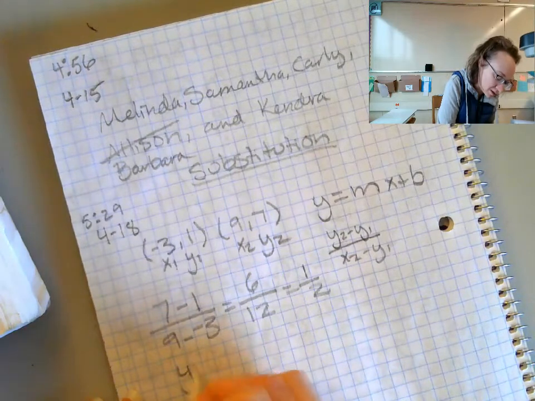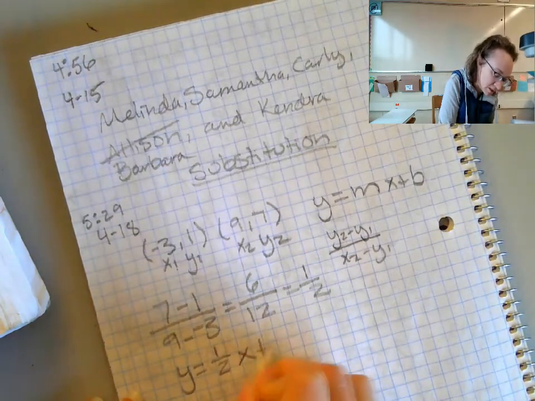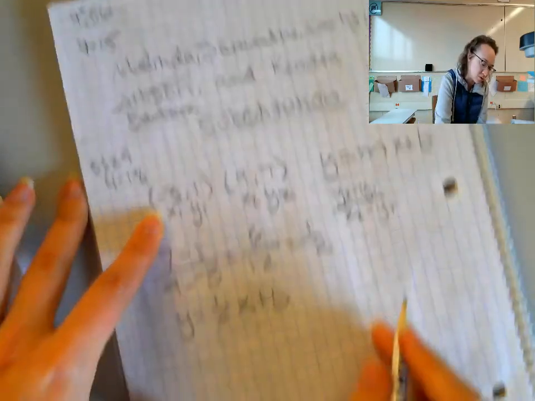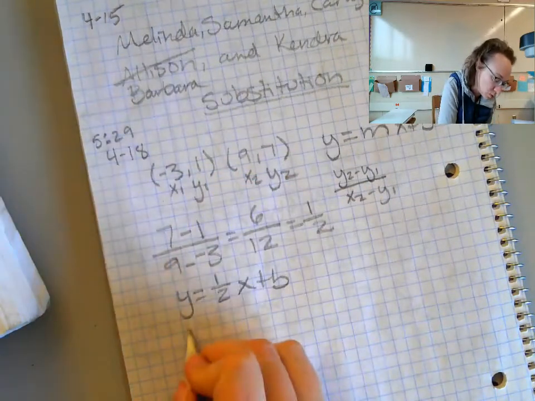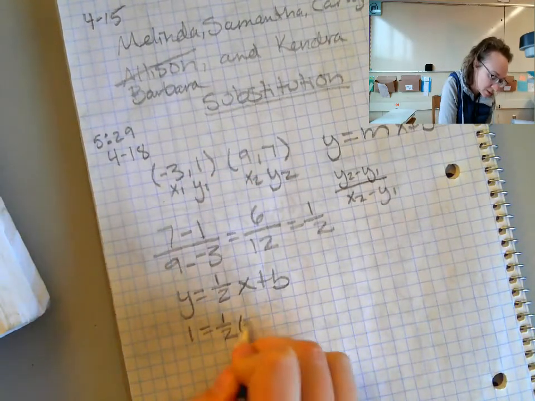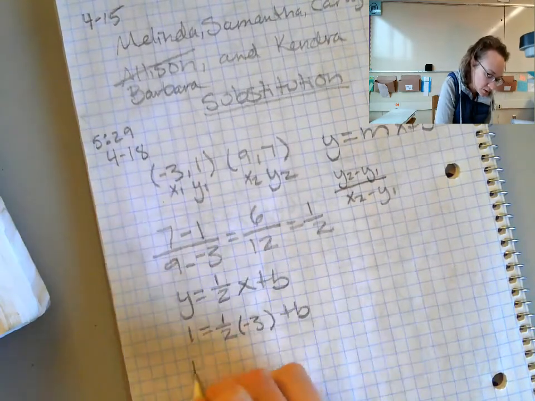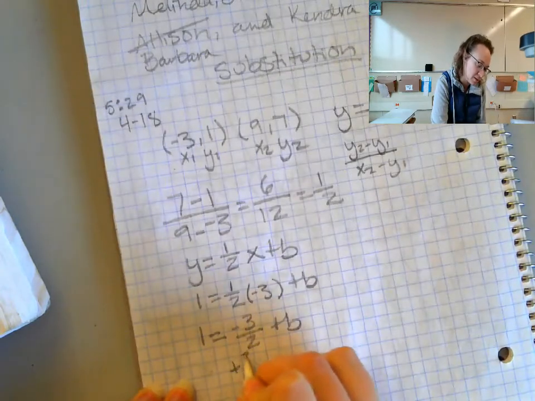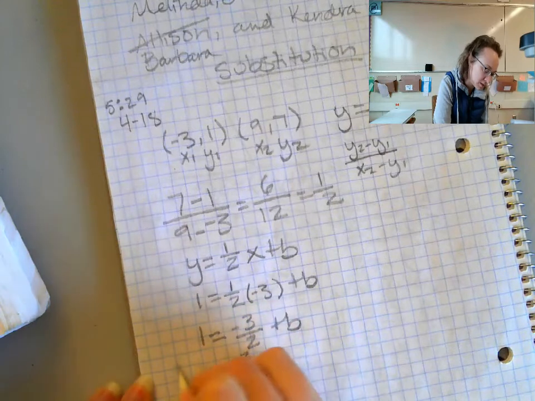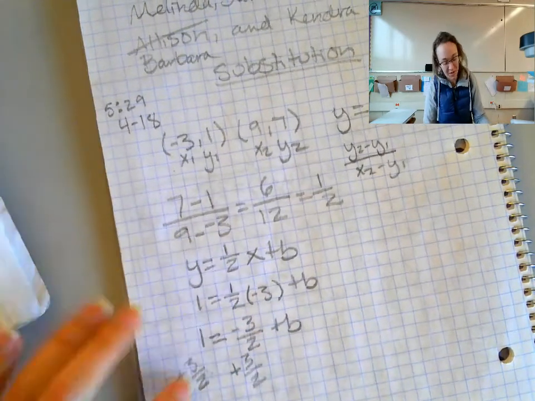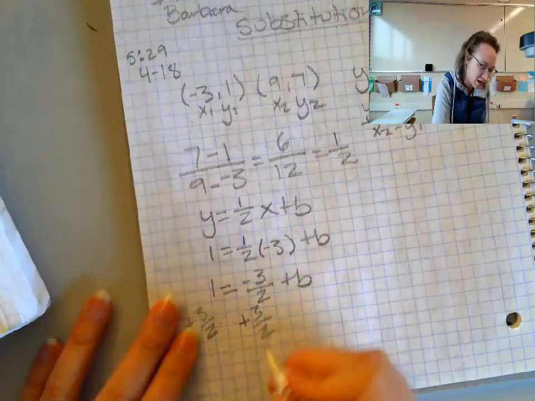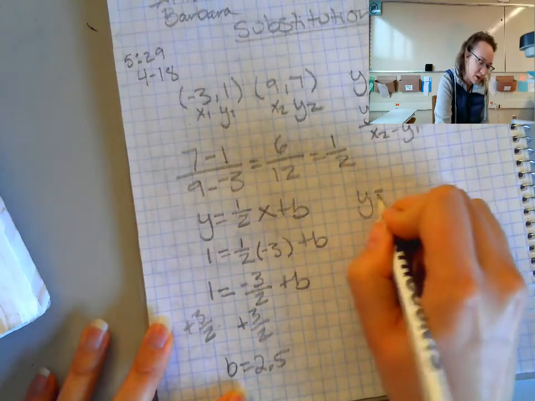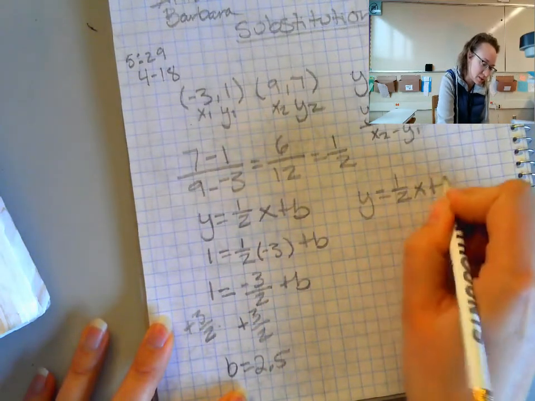So now I have y equals 1/2 x plus b, and I'm going to plug in some of my values here. I'll do the first one. So 1 equals 1/2 times negative 3 plus b. So this would be negative 3/2 plus b. I'm going to add 3/2 to both sides. 1 plus 3/2 would be 5/2, or I'm just going to switch to decimals, 2.5. So that gives me a final answer of y equals 1/2 x plus 2.5.